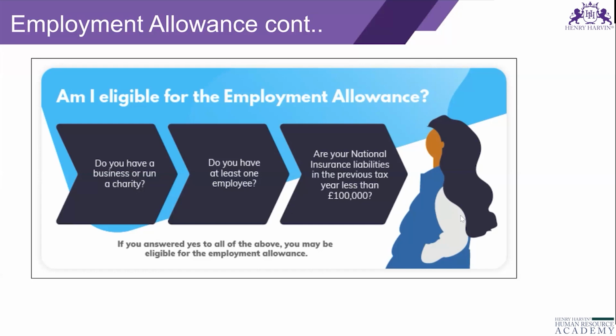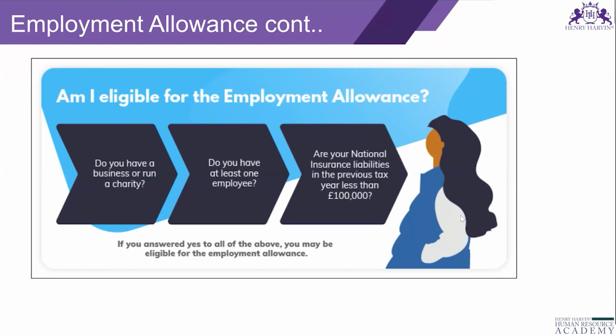You may be eligible. So what you have to do is tick the employment allowance option when you submit the FPS. There is an option in the FPS, employment allowance eligibility. Okay, so you have to tick this option. Otherwise, HMRC will not give it to you automatically. You have to claim it.